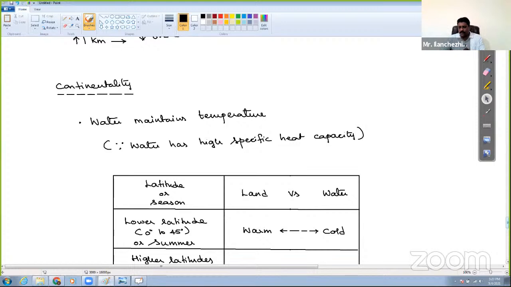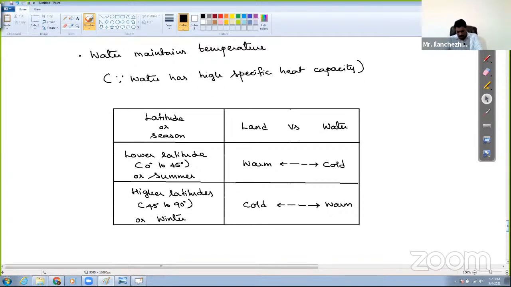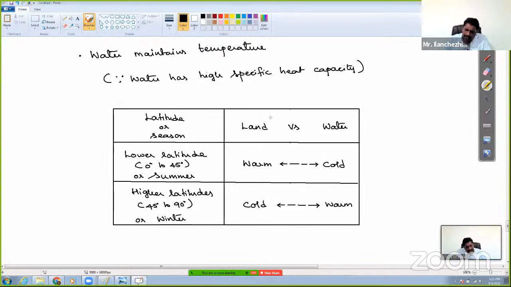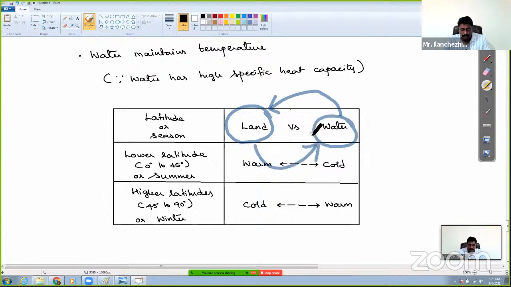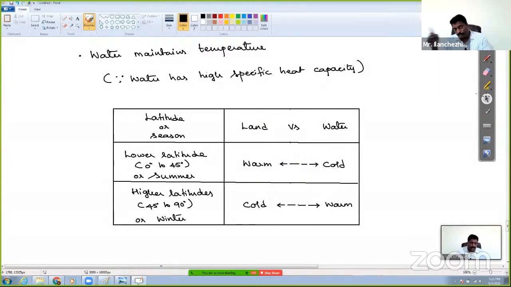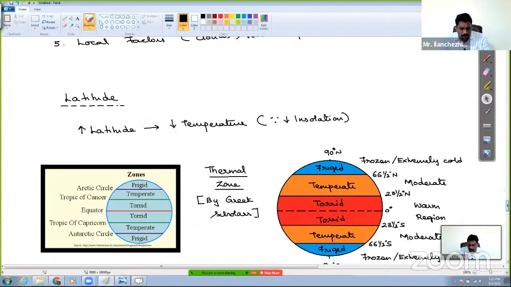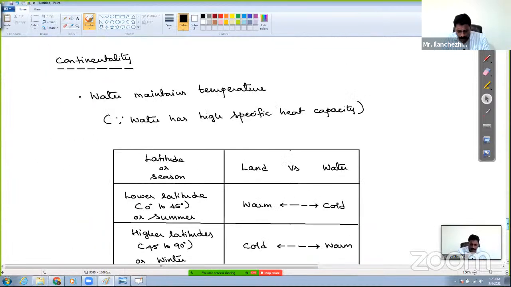So, very important concept. Water maintains temperature. And my dear friends, plenty of places this concept you can apply. I tell you, whichever land comes under the influence of water will behave like water, and whichever water comes under the influence of land will behave like land. Both ways you can go for a comparison, but that comparison we will do at a later stage.